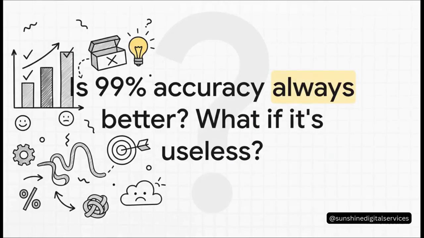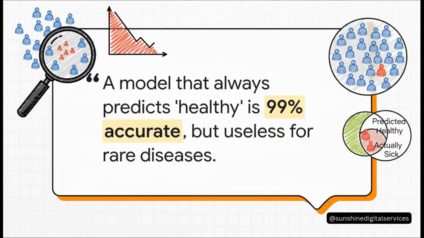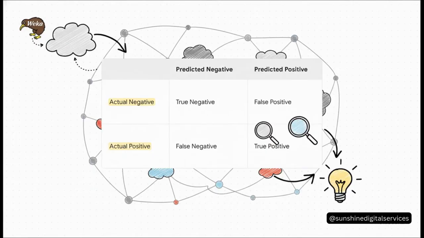But let's ask a more interesting question. Is 73% good? Is 99% always better? What if you could build a model that was 99% accurate, but was also completely and utterly useless for what you actually needed it to do? This is the classic example. Just imagine a really rare disease that only affects, say, 1% of the population. You could write a one-line program that just predicts healthy for every single person who walks in the door. Since 99% of people are healthy, your model would be 99% accurate. Sounds great, right? Except it would be totally useless because it would fail to identify the one sick person you actually needed to find. And this is exactly why we need to look deeper than just one number.